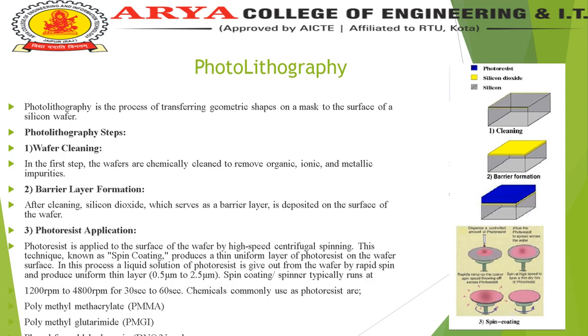So, what is the meaning of photolithography? Photolithography is the process of transferring geometric shapes on a mask to the surface of a silicon wafer. Photolithography has some steps. So, how will it be converted? It will have an impact on the fabrication. So, these are the steps.